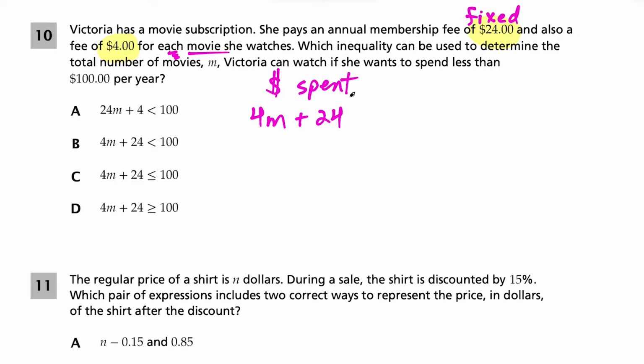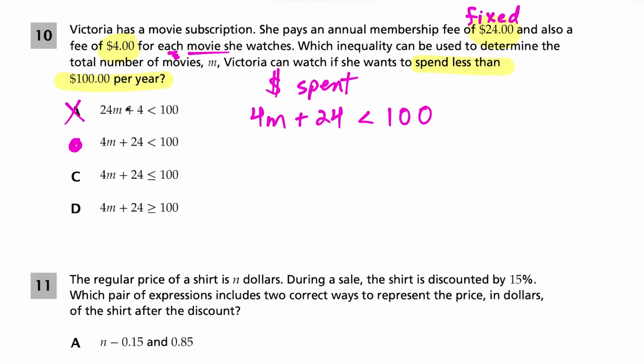It's $4 per movie, so we do 4 times M, plus the annual fee is $24. Now, for this part, we have to pay very close attention. Victoria's goal is to spend less than $100 per year. So if we want the money spent to be less than 100, we just have to put less than 100 here, and our answer is going to be choice B.